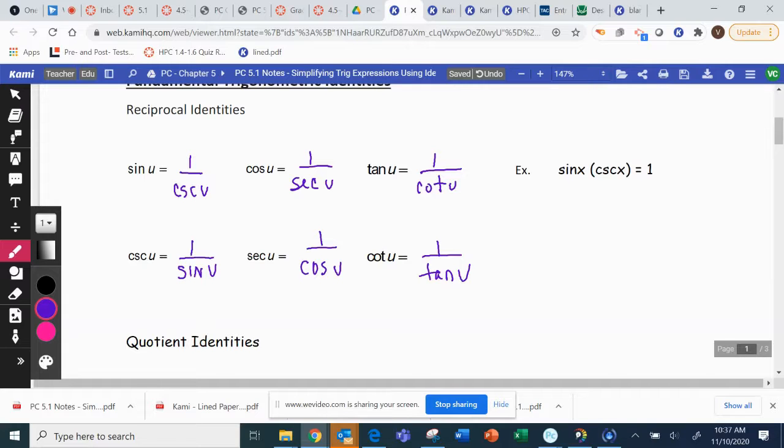Here's an example right here. If I have sine x and I multiply it by cosecant x, that will equal 1. But I want to show you how I will manipulate that so you can see it. If I have sine x, and instead of writing cosecant x, I'm going to substitute cosecant x for its identity that says cosecant x is the same thing as 1 over sine.